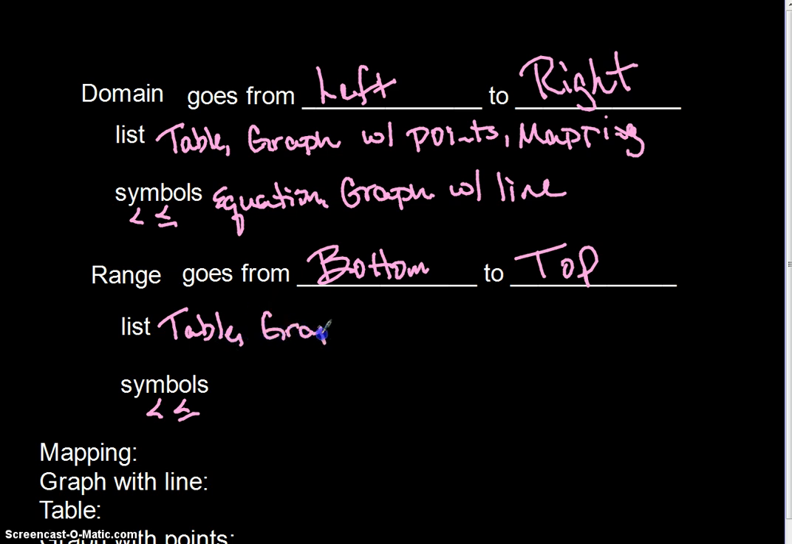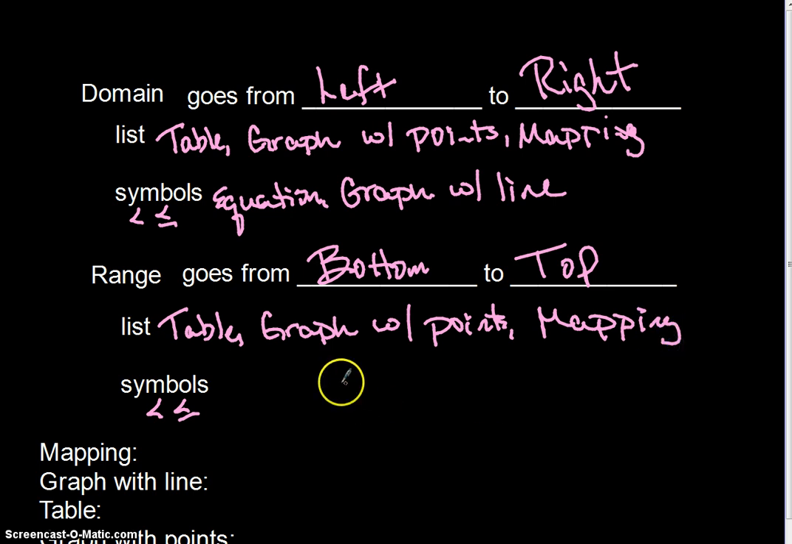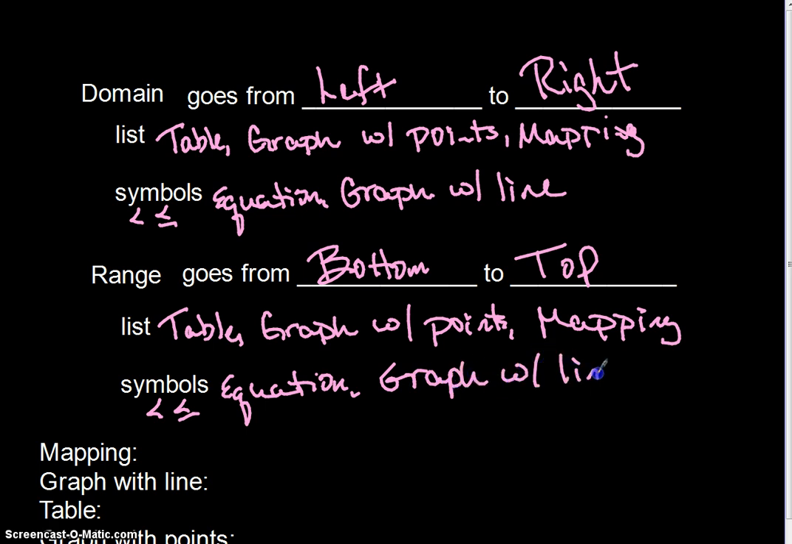It's going to be a graph with points only, or it's going to be a mapping. If that's how they present the information to you, your domain and range will be a list. You will use symbols if they give you an equation, or if they give you a graph with a line on it.